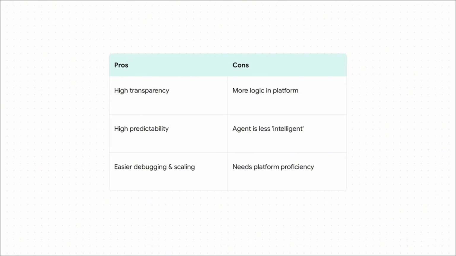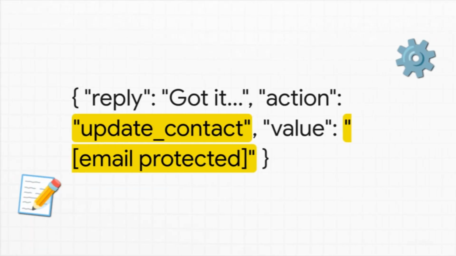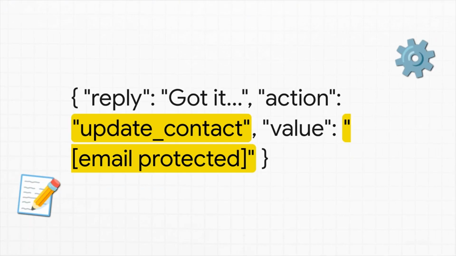And here's a concrete example of what I mean. Instead of just making up a response, the agent produces this, a clean, machine-readable command. It says, here is the exact reply to send, here's the exact action to perform, and here's the exact data to use. There's zero ambiguity. It's a crystal clear set of instructions.